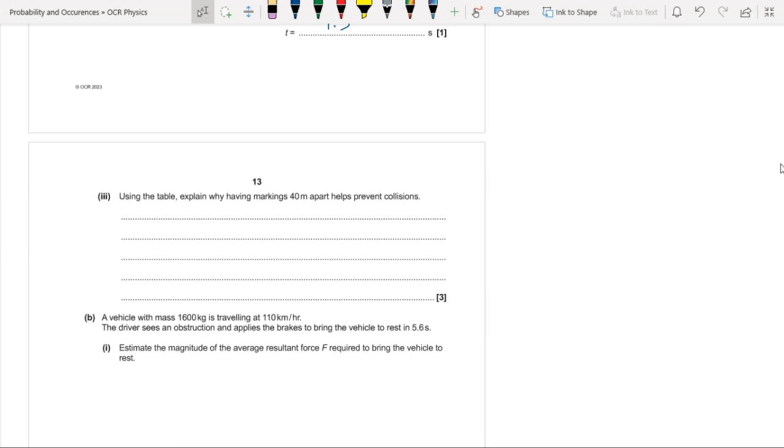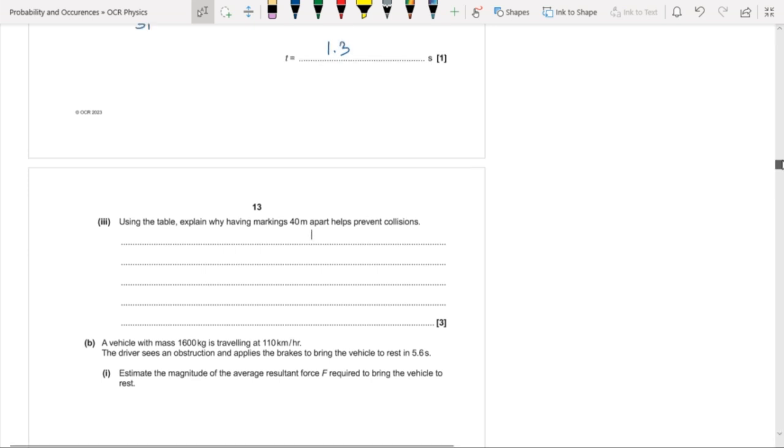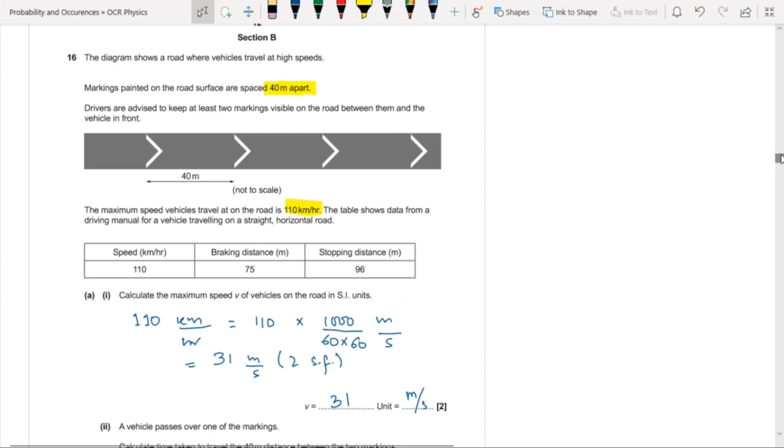Using the table, explain why having markings 40 meters apart helps prevent collisions. Okay, let's go to the above table. So while traveling at the upper speed limit of 110 kilometers per hour or 31 meters per second, we have been given some braking distance and the stopping distance. And we have to explain why these markings 40 meters apart help prevent collisions.